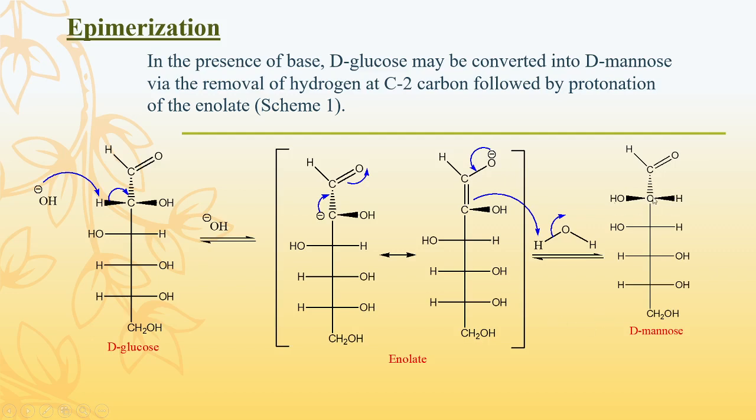It means only the configuration of this carbon atom differs. In mannose, here you can determine the configuration: this is the S configuration, and in D-glucose this is the R configuration. Only the configuration of this C2 carbon atom is different. Therefore D-glucose and D-mannose are epimers, and the other three carbons have the same configuration in D-mannose and D-glucose. Therefore these two are called epimers, and this is the epimerization reaction.